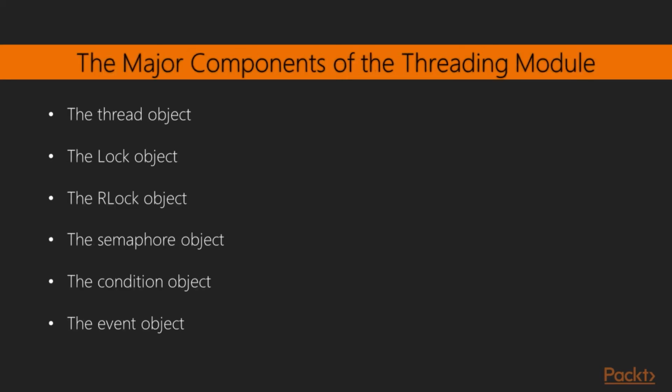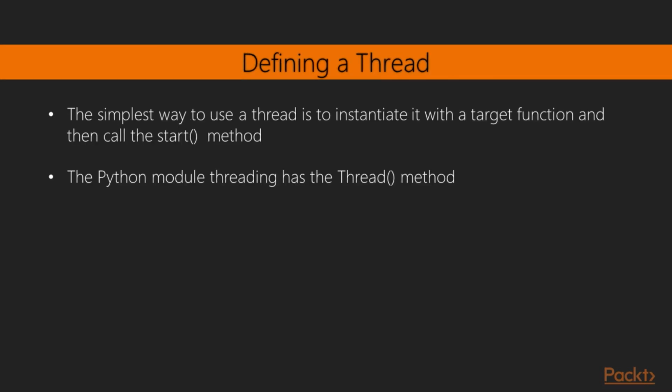The major components of the threading module are: 1. The thread object. 2. The lock object. 3. The rlock object. 4. The semaphore object. 5. The condition object. And 6. The event object. Now let's define a thread. The simplest way to use a thread is to instantiate it with a target function and then call the start() method to let it begin its work.